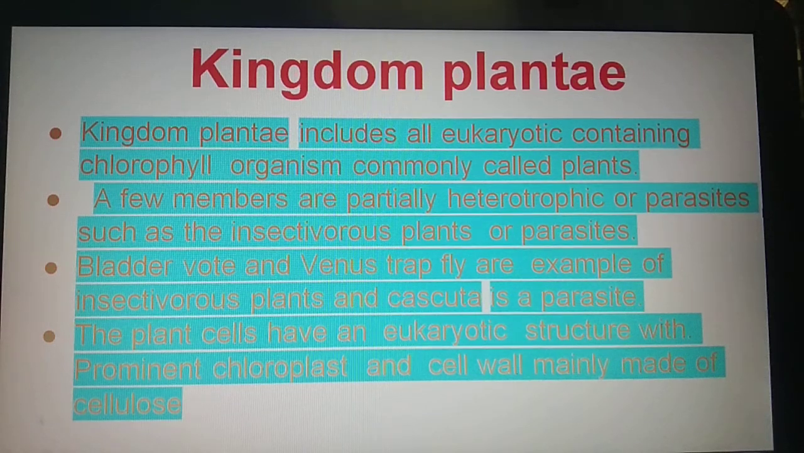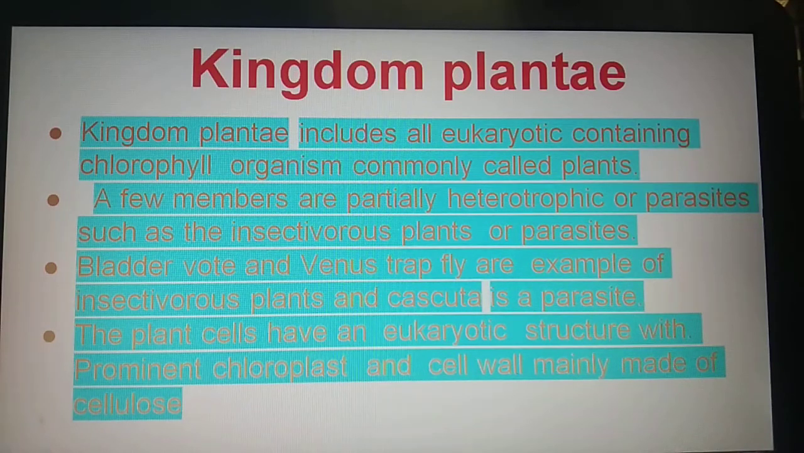Hello everyone, today we are going to start with the different kingdoms and we will be studying them one by one, but in brief, later on in detail in the next chapters. So students, let us just start with kingdom Plantae, and these are the following characteristics.